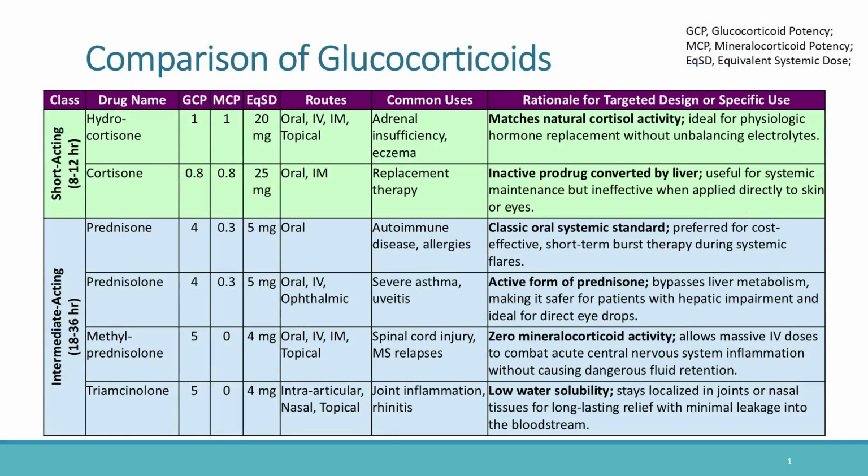This table compares important glucocorticoids. Hydrocortisone is physiologic and suitable for replacement therapy. Prednisone and prednisolone are commonly used systemic agents. Methylprednisolone is preferred in severe CNS inflammation because it lacks mineralocorticoid activity. Triamcinolone is useful for local intra-articular therapy due to limited systemic leakage.